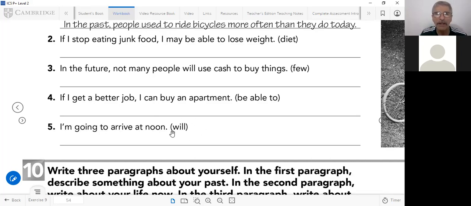So what do you use will for here? I will arrive at noon. You don't say I am going to arrive at noon. No, no, no. You omit completely going to. You don't say this. You say, I will arrive at noon. You understand the idea? Okay, that's good.